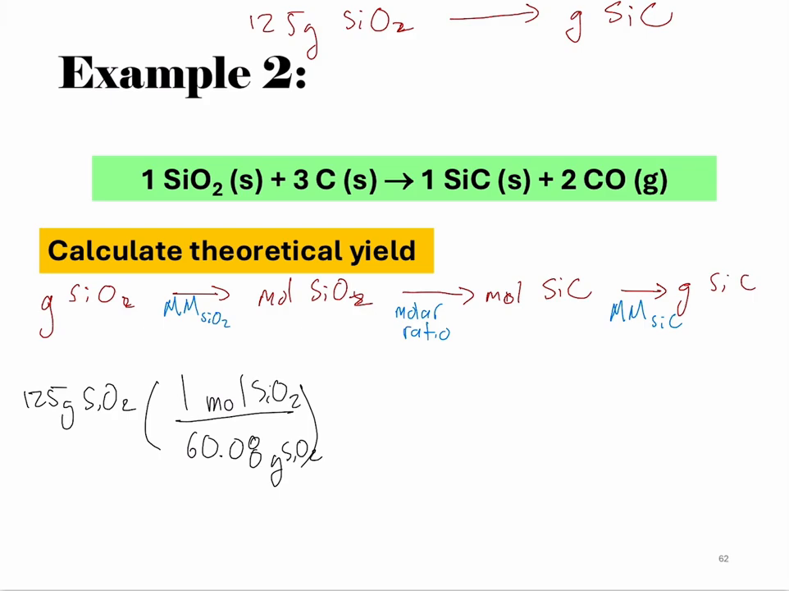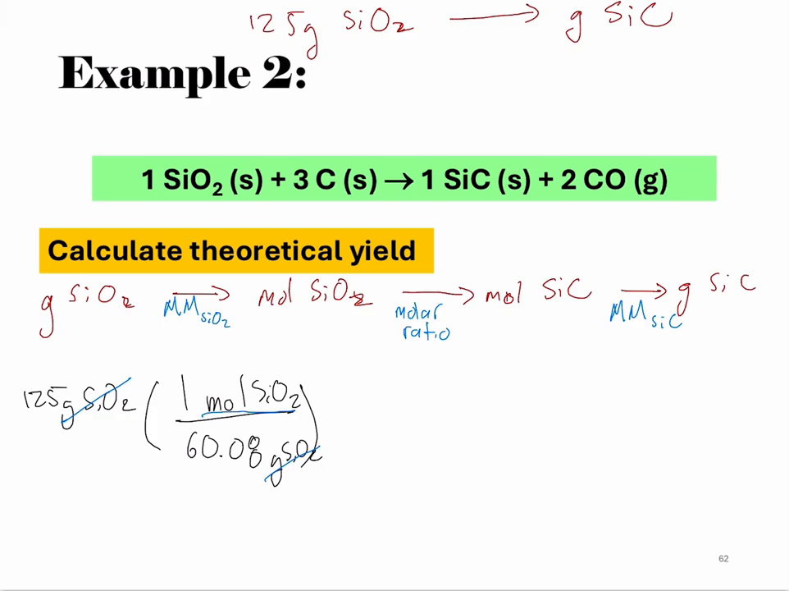Why do we want to use the inverse of the molar mass here? Because we need to cancel out the units of grams, right? When we're going into units of moles, same thing. That cancels out, right? And we end with units of moles of SiO2, which is where we want to be after our first step.